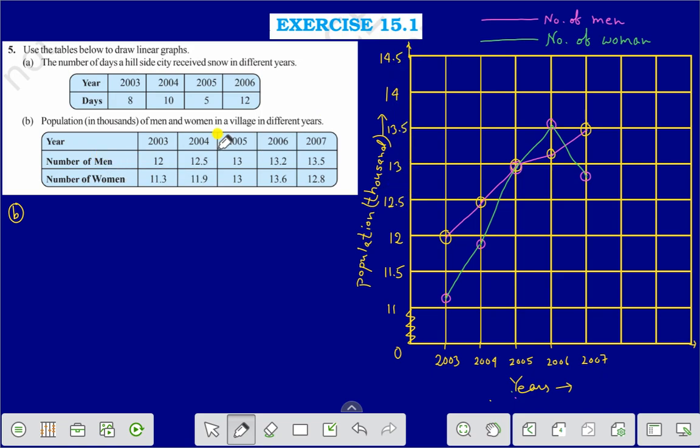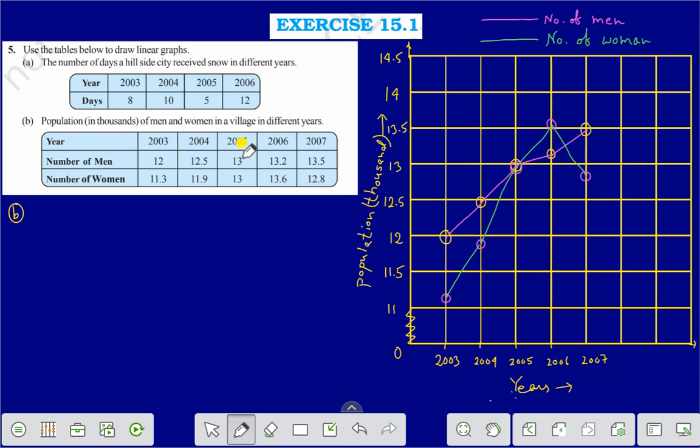Let us take number of men. We have taken this color of line as number of men. Number of men is 12 in 2003. This is 12, right? In 2004 it is 12.5, this point.